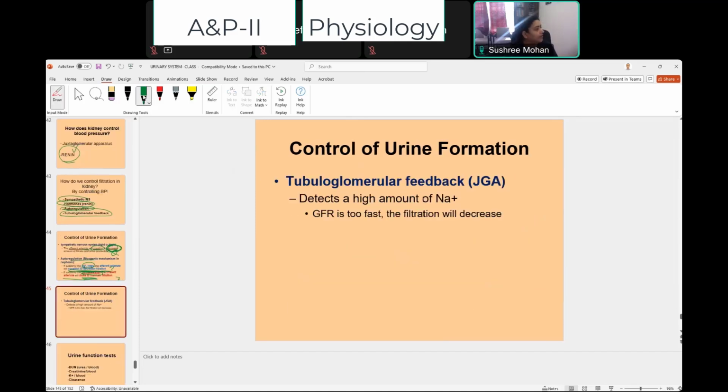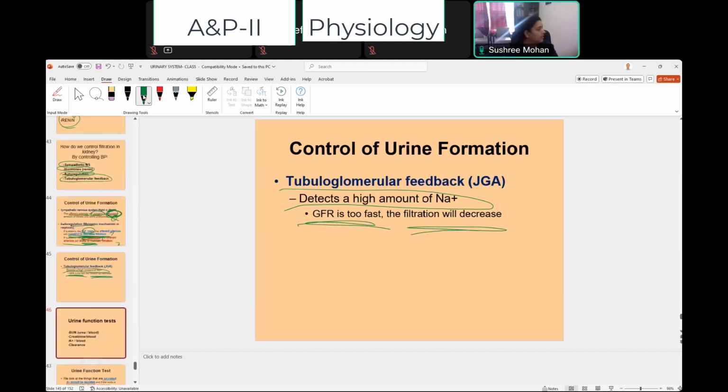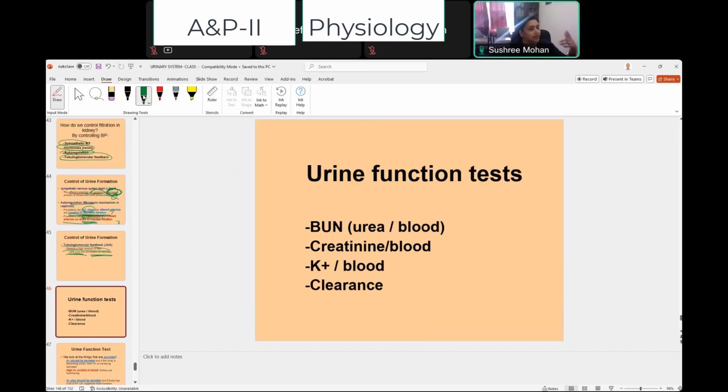Then control of urine formation. The tubuloglomerular feedback detects a high amount of sodium. So GFR is too fast, the filtration will decrease. What are the urine function tests? You can do a urine function test to look for urea, the creatinine, and potassium, and to check the clearance.